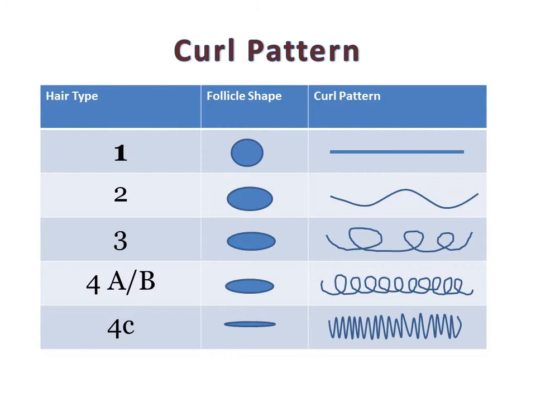For C, the follicle shape is so narrow that the hair just kind of squeaks out and it comes out in a Z-type pattern.